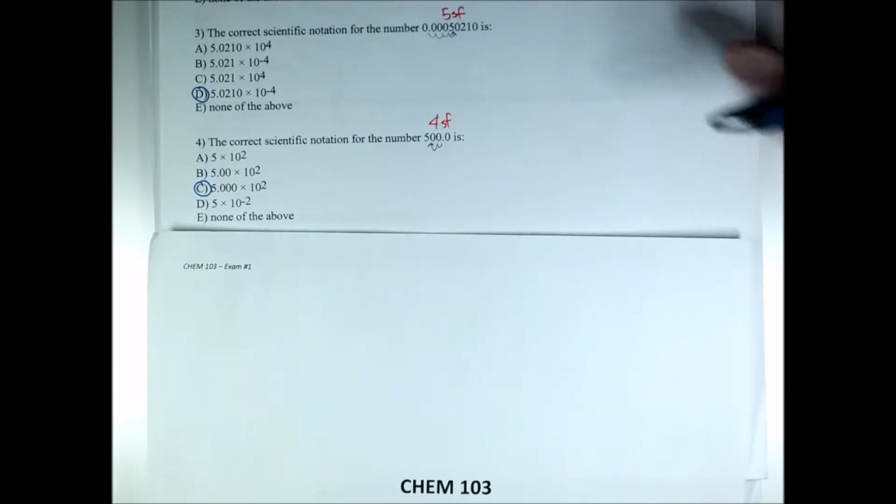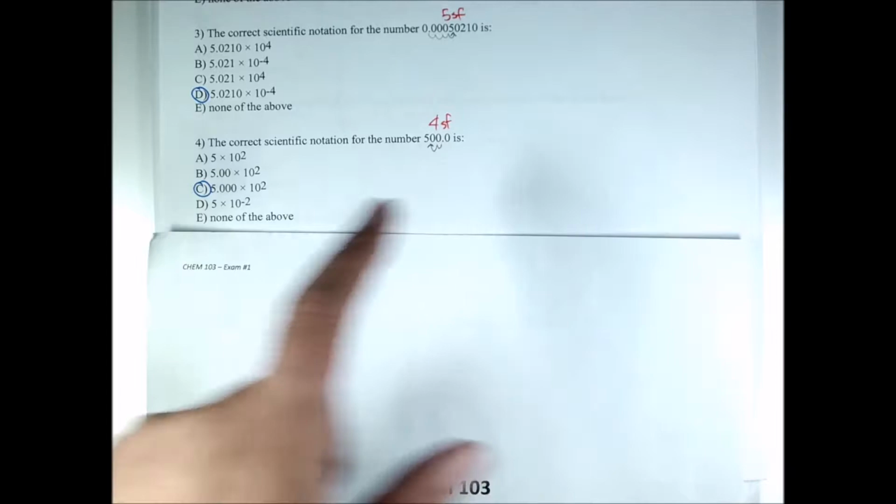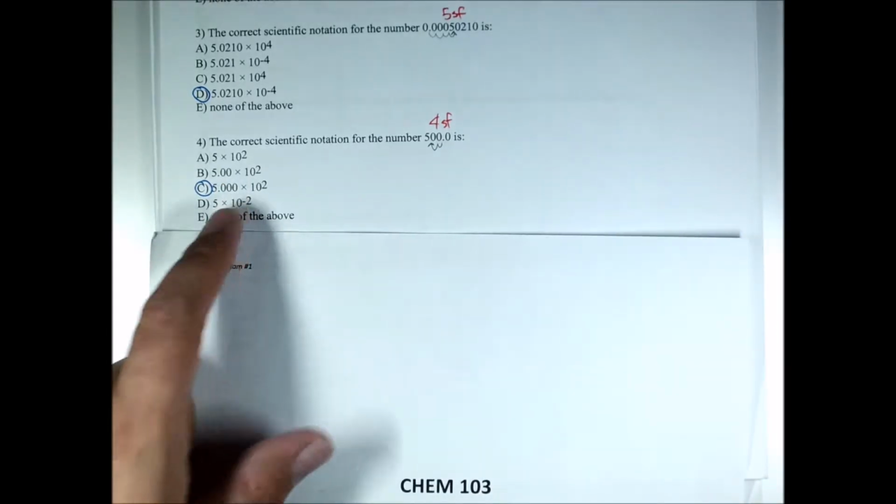All right, similar here, we're just going the other way. So this number is greater than 1, so you should have a positive exponent. Move it 2 spots, and you have 4 sig figs, so this is the correct response, choice C.